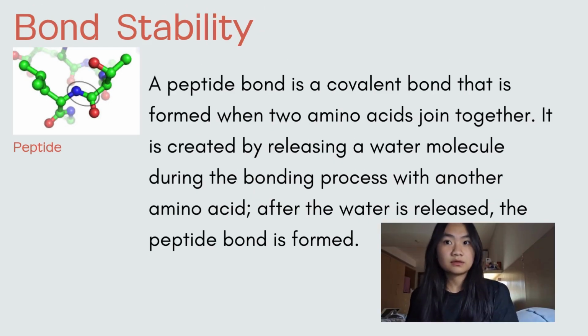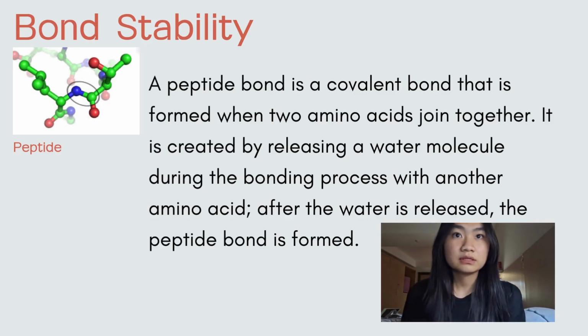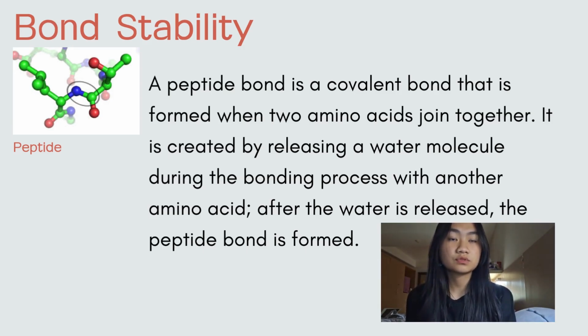The bond stability of peptide. A peptide bond is a covalent bond that is formed when two amino acids join together. It is created by releasing a water molecule during the bonding process with another amino acid. After the water is released, the peptide bond is formed.